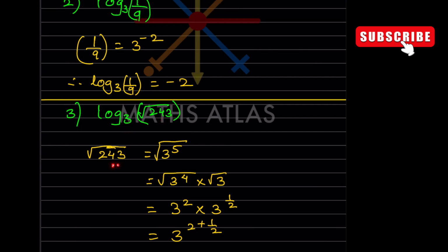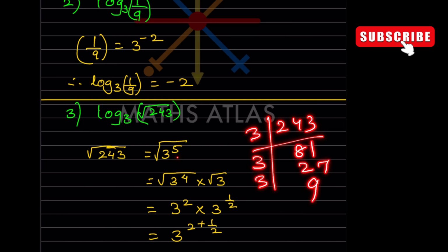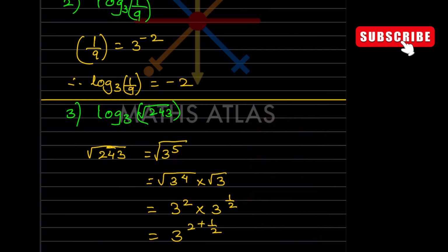So log of 243, you will factorize that one. When you factorize this, you are going to get 3 raised to 5. So this 3 raised to 5 can be also written as 3 raised to 4 into root of 3. Because whenever we write root of 3 means the exponent is 1/2. So 1 plus 4, that is going to be 5. So now see here, when you take the root of this one, so that is going to be 3 square. And when you remove the root, that is going to be 3 raised to 1 by 2.